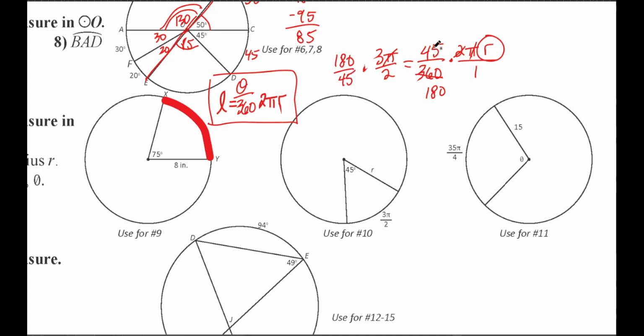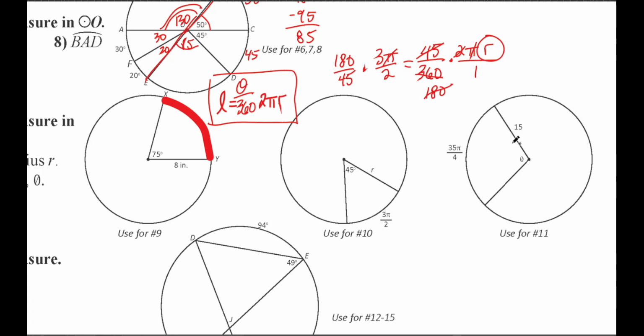Everybody see that? I'm dividing by 45. It cancels. I'm multiplying by 180, right? Multiply this side by 180. That cancels. Do it over here. And then just clean it up, right? You can do it in your head, maybe, or just stick it in a calculator. We good? All right. Same thing with this.